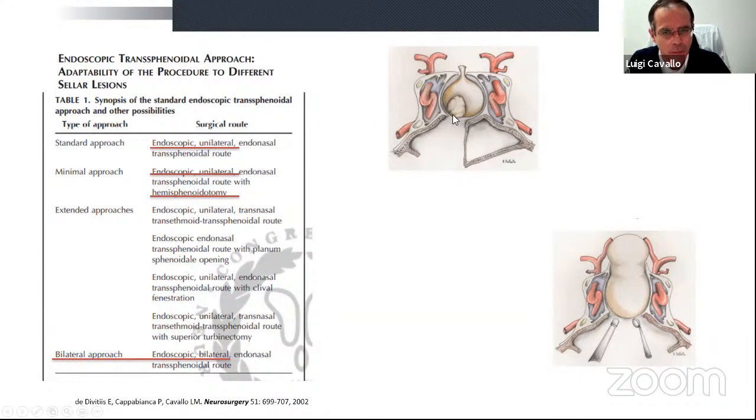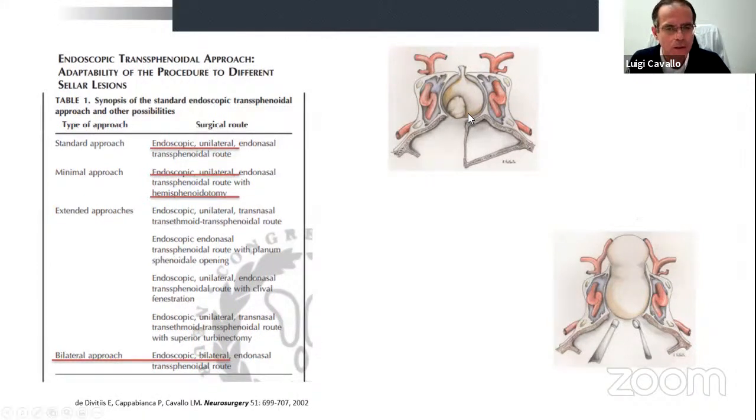You need to have proper maneuverability of the instrument. Even if you have a small pituitary adenoma, it's always good to expose widely the entire sella and not just to preserve part of the sphenoid sinus, which is absolutely not necessary.